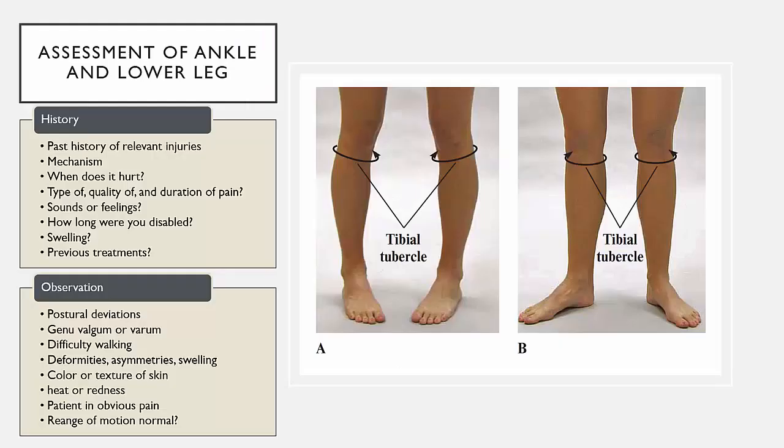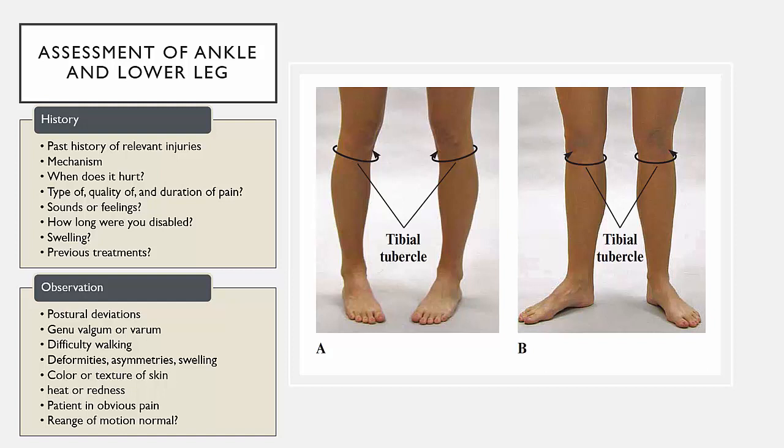The assessment of ankle and lower leg injuries. The general assessment for the ankle and lower leg follows the same criteria and format of the foot. We first assess a patient's history, observe for any deformity or other signs, palpate the area, and use special tests to rule in and out specific conditions.